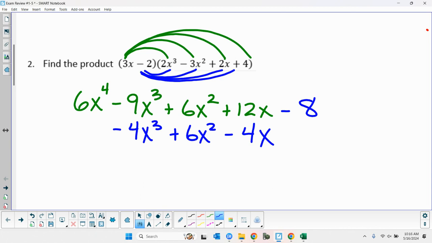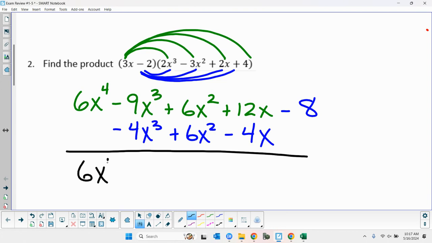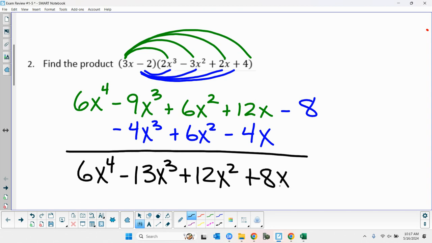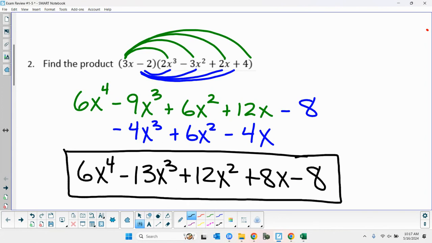Now we just combine like terms again, right? To finish it up. So we got a 6x to the 4th, negative 13x cubed, positive 12x squared, positive 8x, and minus 8. Any questions? So you guys know how to distribute or multiply binomial times polynomial, right? Yes, sir. Just remember to add the exponents. Multiply the coefficients, add the exponents.